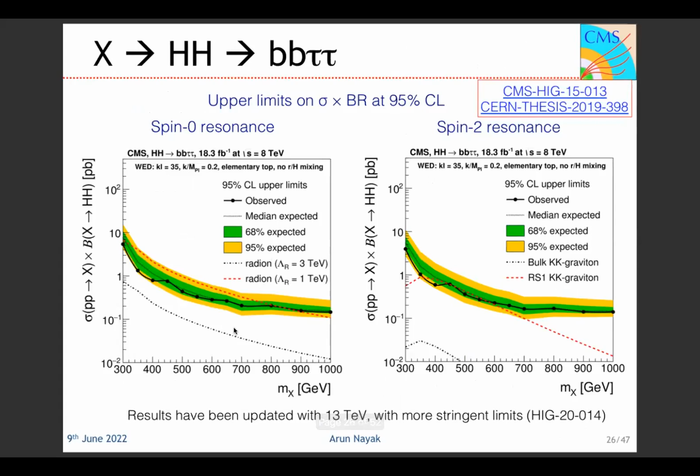Okay, so the upper limits are obtained in two different scenarios, assuming a spin-zero resonance or a spin-two resonance. Here you see the upper limits, both observed and expected, and for example the possible theoretical cross section that we expect from two different parameters. Similar cases here as well for the spin-two case. This result has also been updated at 13 TeV, which provides more stringent limits.